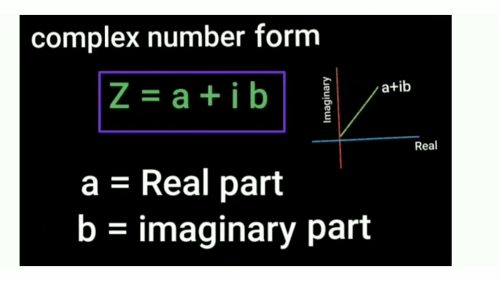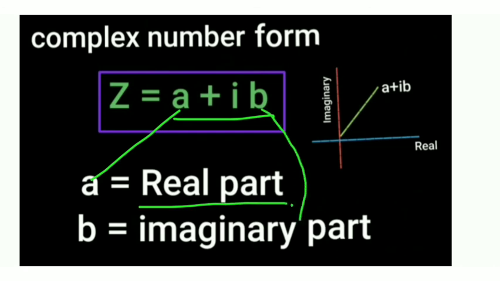Next, now we are in the complex form. The complex form is always a plus ib. In this, a is called the real part and b is called the imaginary part.